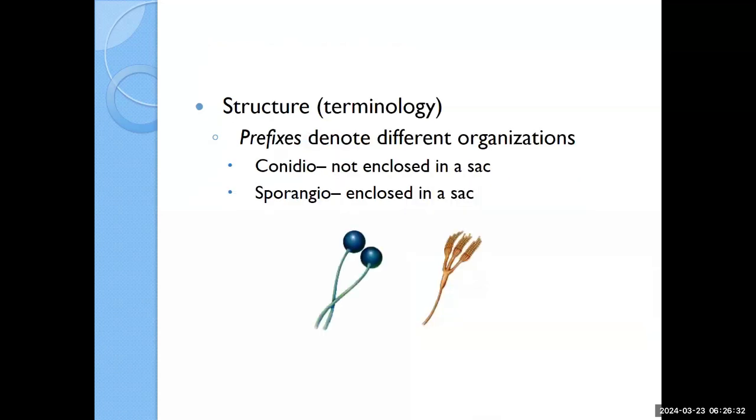In terms of fungal structure, the prefix denotes different organizations of the reproductive body. A conidiospore is referring to spores that are not enclosed in a sac, and this is the diagram on the right that looks like a wheat stalk. The prefix sporangio refers to spores that are also themselves enclosed in a sac or an uber spore.